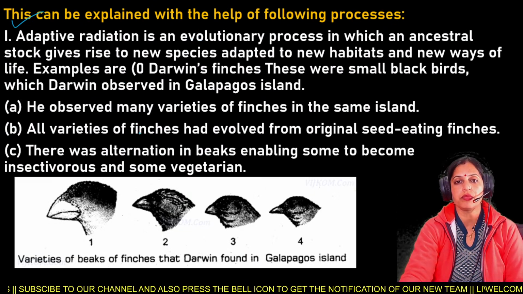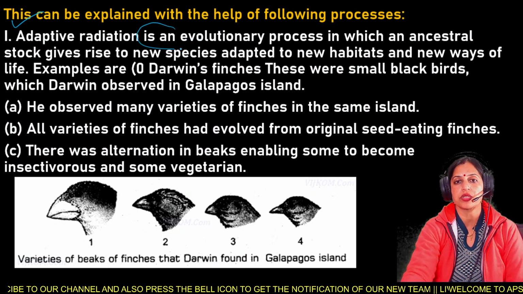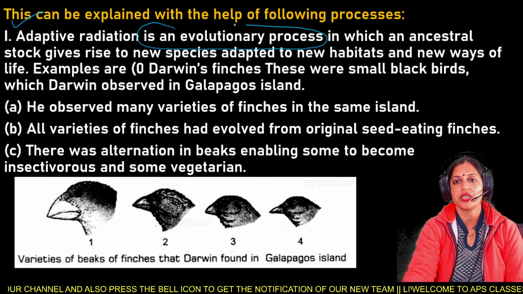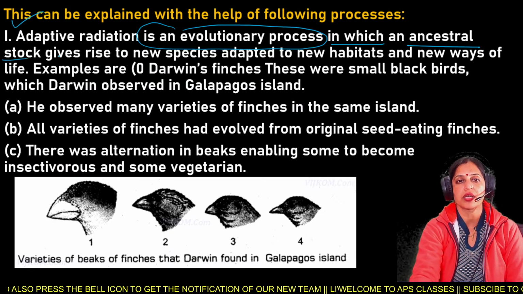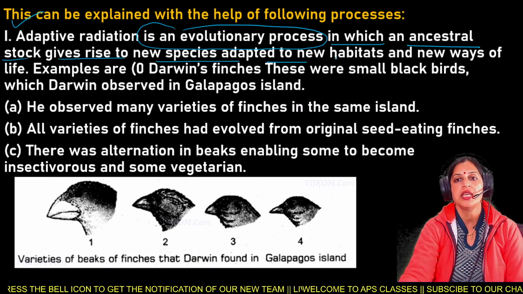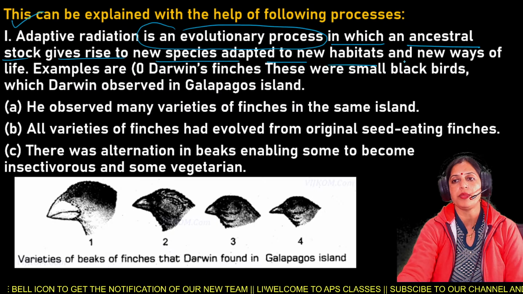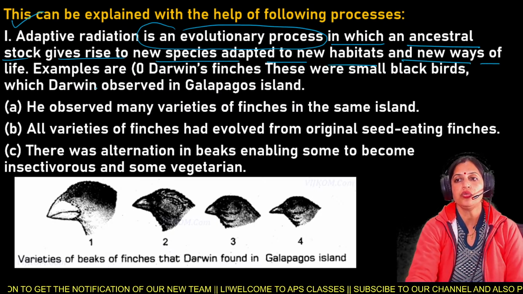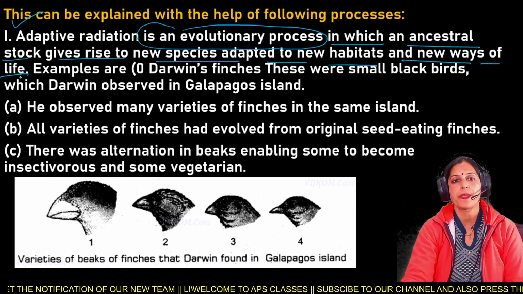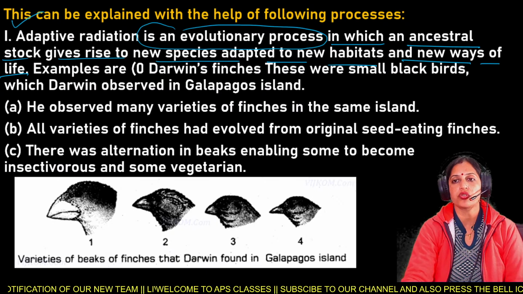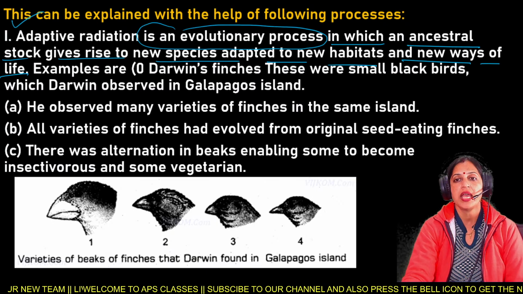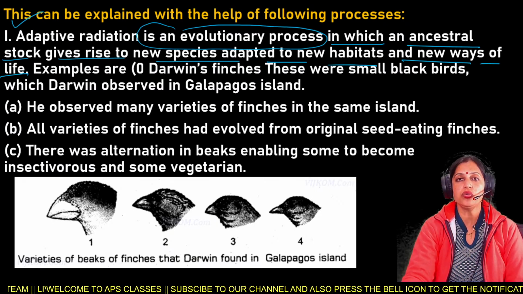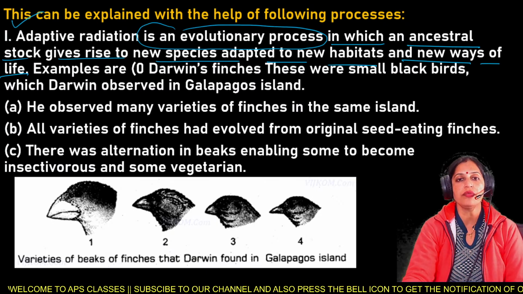First is adaptive radiation. Adaptive radiation is an evolutionary process in which an ancestral stock gives rise to new species adapted to new habitats and new ways of life.